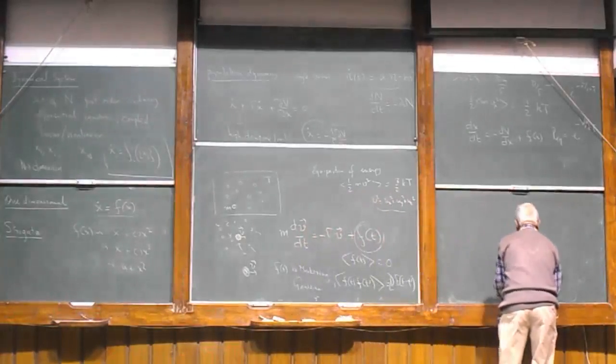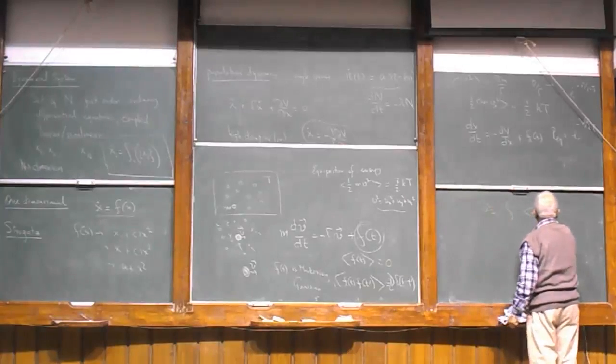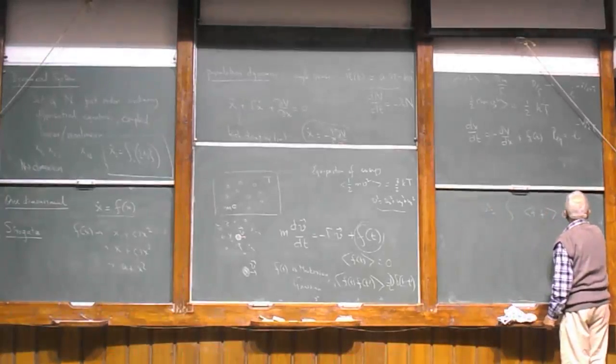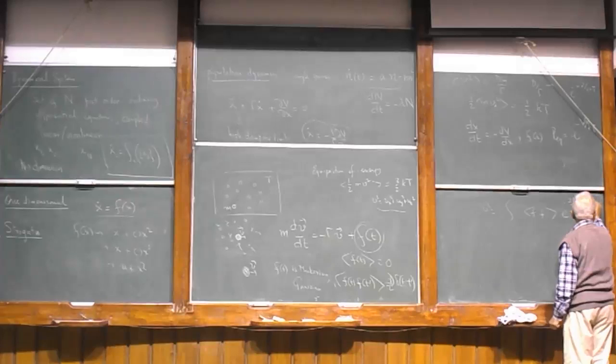So that's easy to put back. There was an f, and there was an integral which looked like minus 2 gamma over m, t minus t prime.